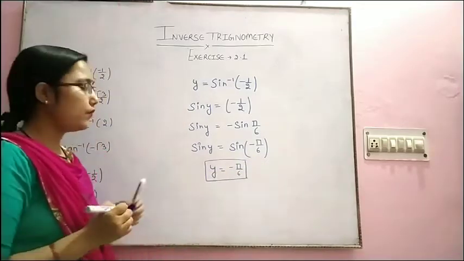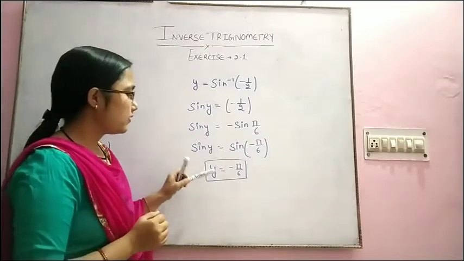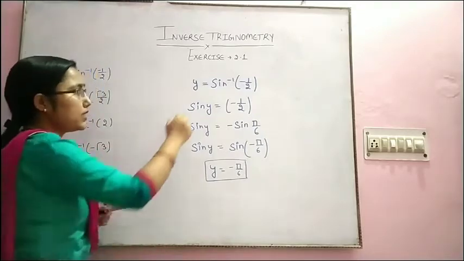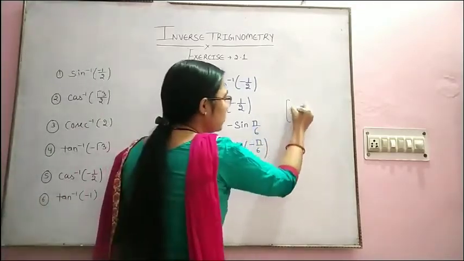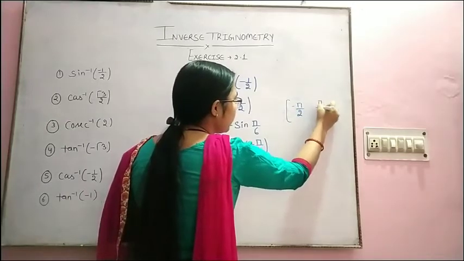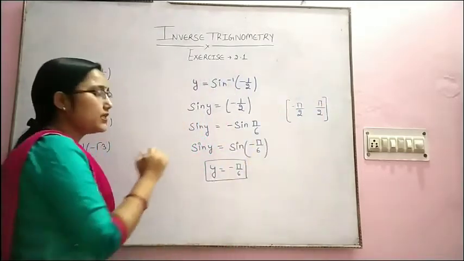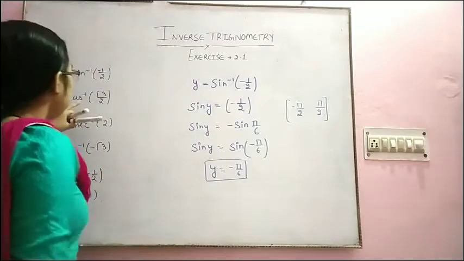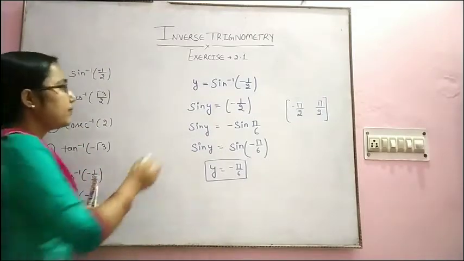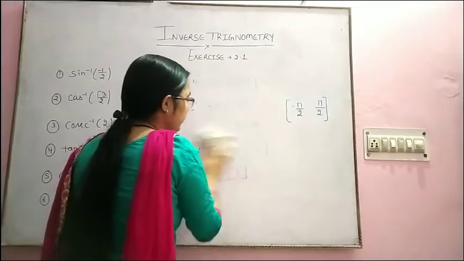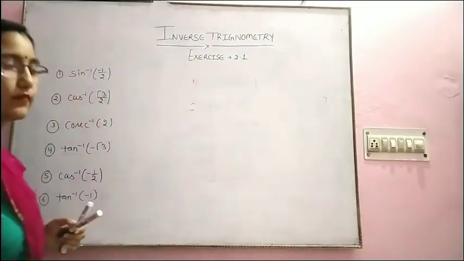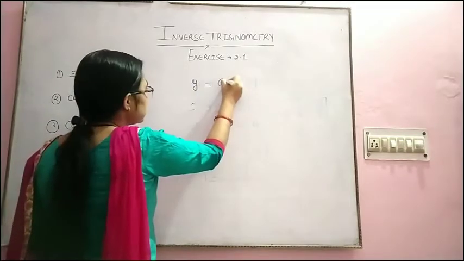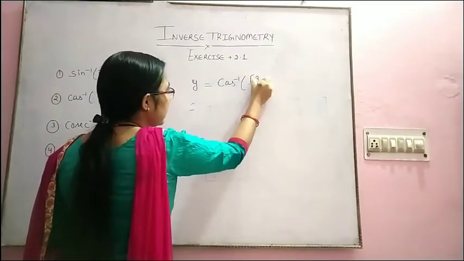Once we get the value of y, we check whether this belongs within the range of the principal branch value or not. The range for sine is minus pi by 2 to positive pi by 2. So yes, minus pi by 6 belongs within the range minus pi by 2 to positive pi by 2. Then the next question, cos inverse root 3 by 2.